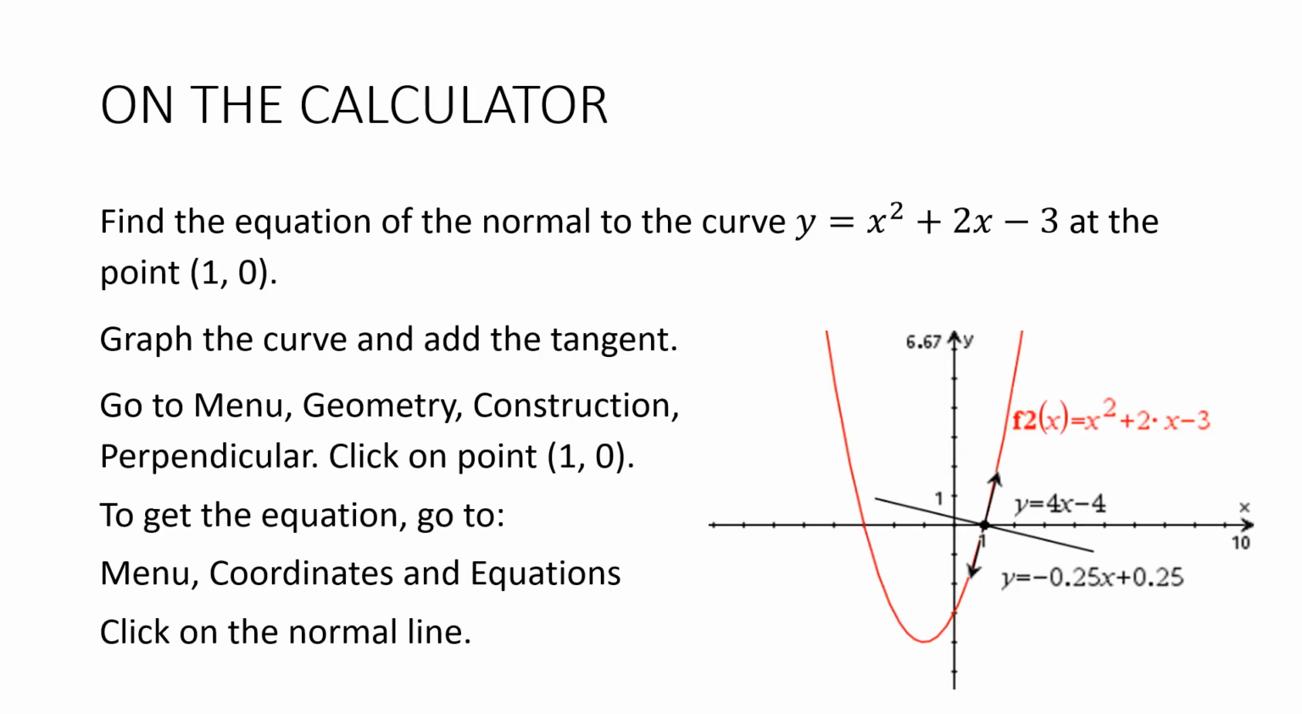Now on the calculator, it's a little bit more complicated. Again, we're going to do it graphically. So we go into a new page and graph the curve, and we add the tangent like we did before. We go to Menu, Geometry, and we're going to construct a perpendicular. And we've got to click on that point (1, 0) so that it goes through that point. Now if we want to get the equation, then we go to Menu, Coordinates and Equations, and we click on the normal line. Let's have a look at how that works in practice.